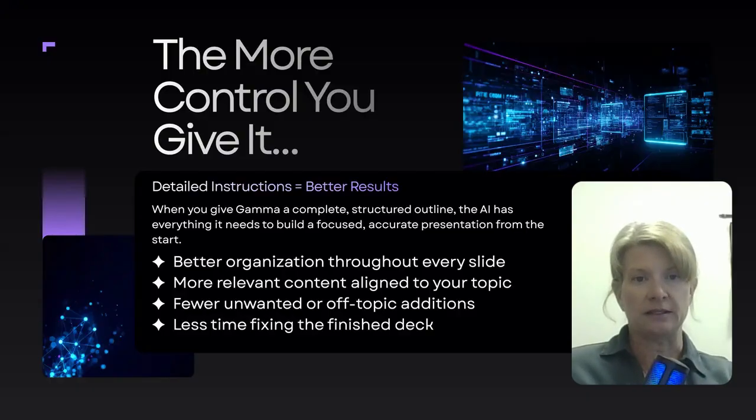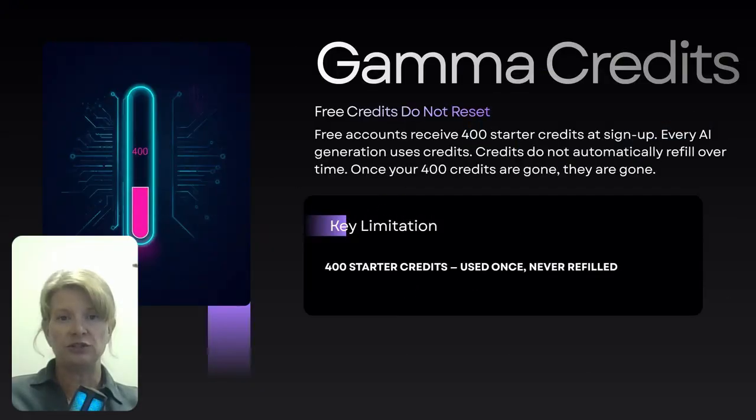There is also an important limitation professors should know about before they start building everything in Gamma. The free plan gives you 400 starter credits. Those credits do not reset. Once you use them, they're gone unless you purchase more credits or move to a paid plan. And I know that because I used all of mine.